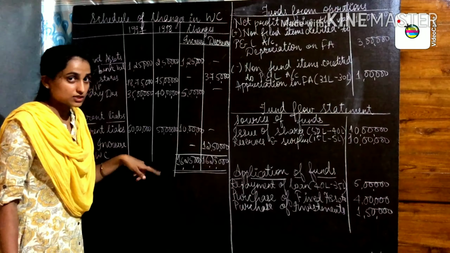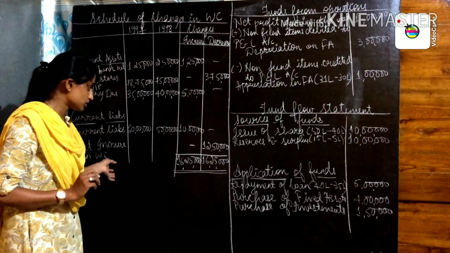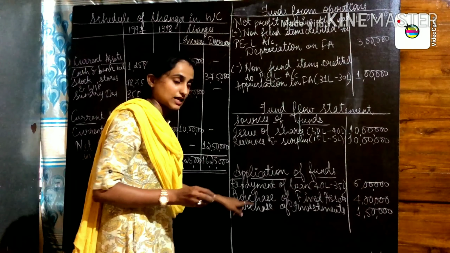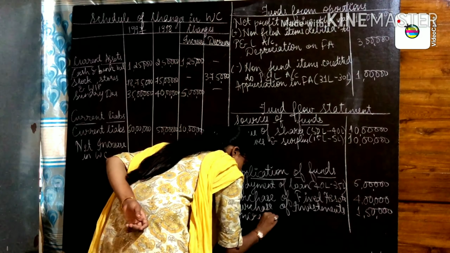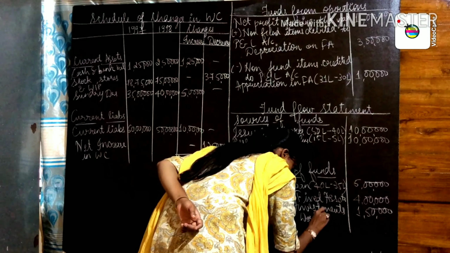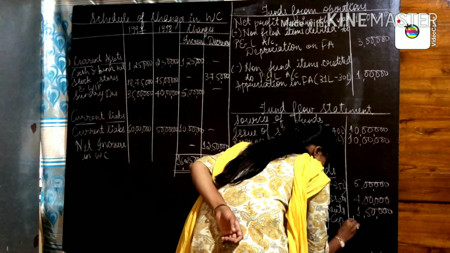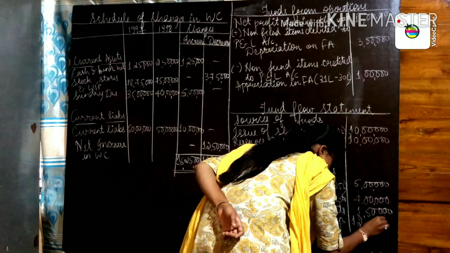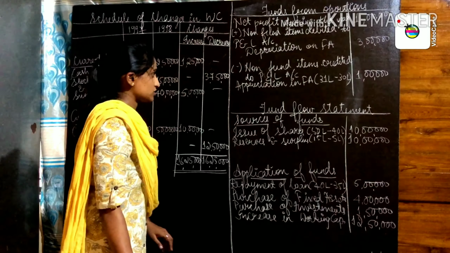I had told you all that increase in working capital is due to increase in current assets. When current assets increase, money gets blocked in the current assets. So increase in working capital is taken as an application of funds. Increase in working capital, 12 lakh 50,000. So we have closed the schedule of changes in working capital.